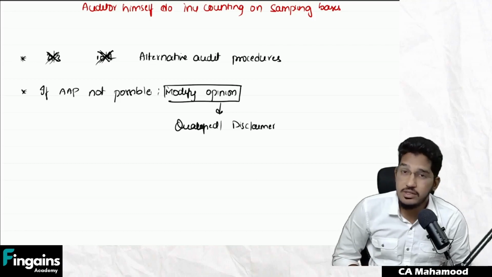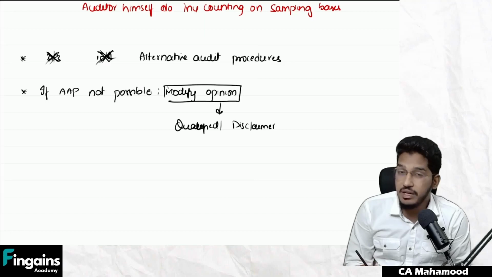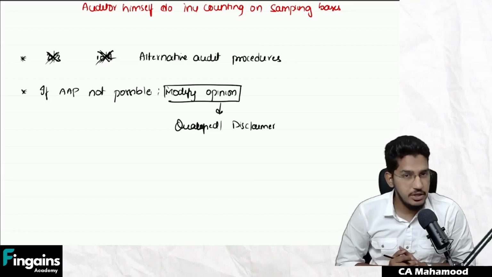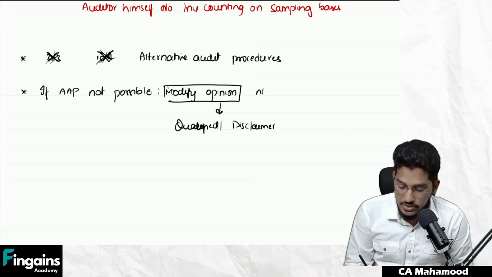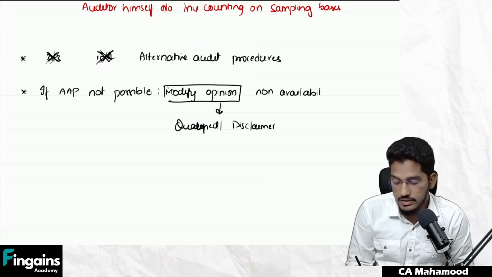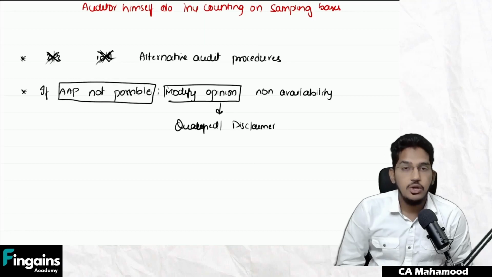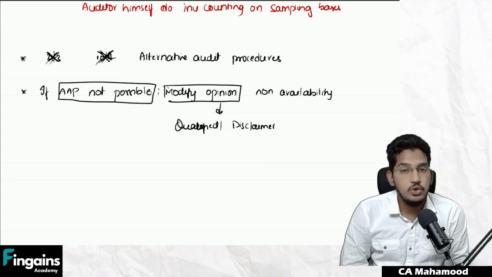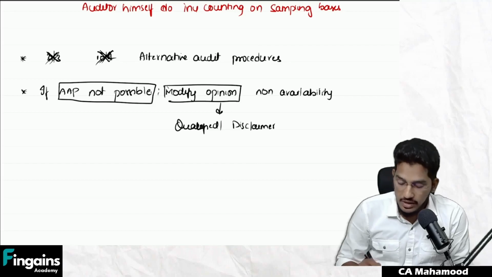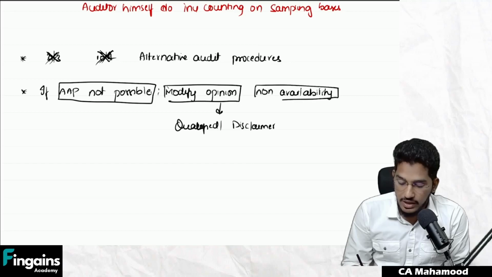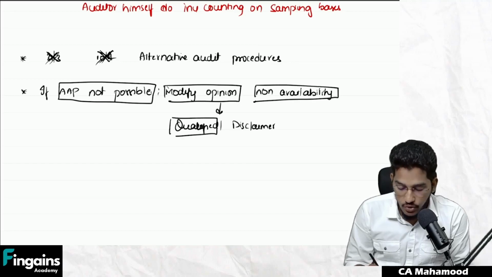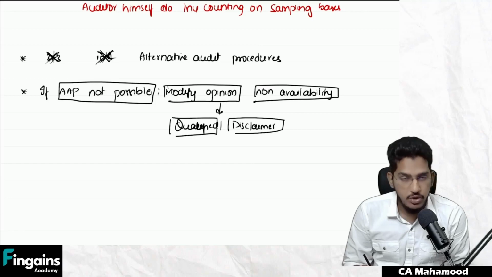Why qualified or disclaimer, sir? Is this a case of availability of audit evidence or non-availability of audit evidence? This is a case of non-availability of audit evidence. Why? Because alternative audit procedures are not possible. That means you are unable to perform alternative audit procedures, so you do not have audit evidence. Since you don't have audit evidence, you are supposed to give either a qualified opinion or a disclaimer of opinion.